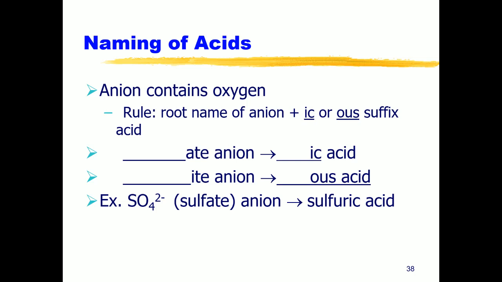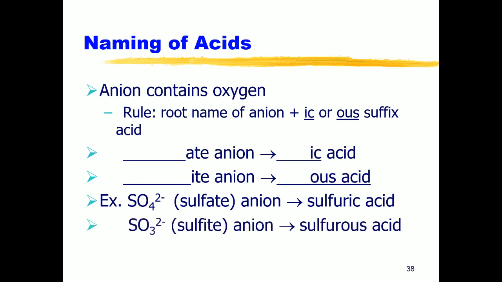So here we have the sulfate ion would become sulfuric acid. And then if you're being asked to write the formula, you're just going to balance it out with the number of H's that you need. So what would the formula for sulfuric acid be? H2SO4. So H is an H plus 1, so we have to have 2 H's to balance this out.